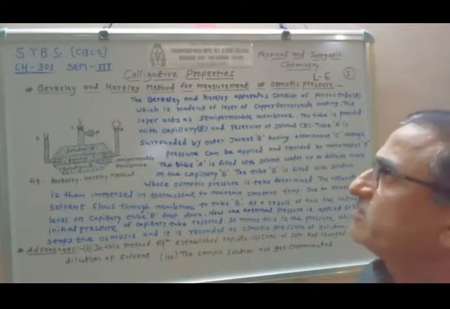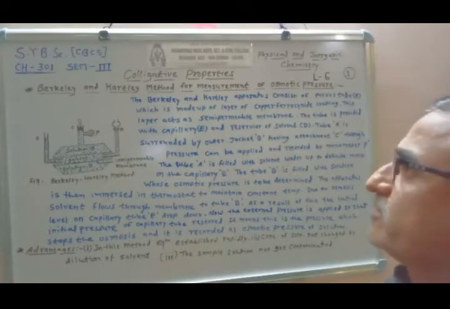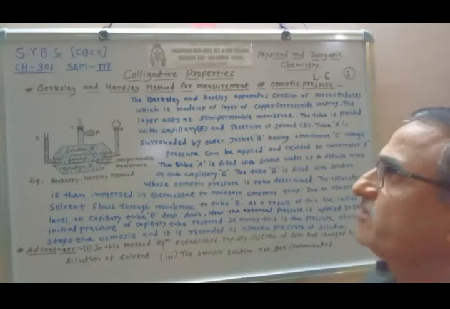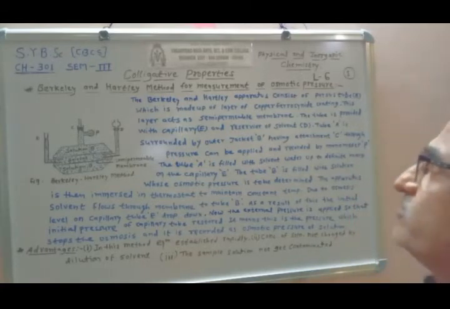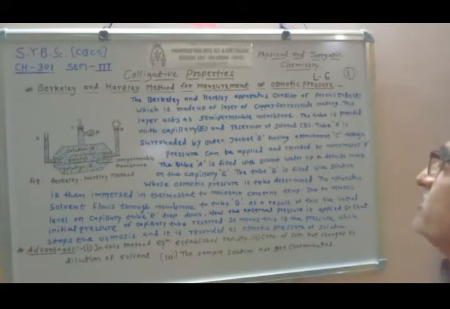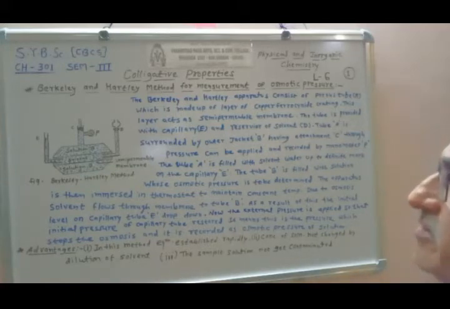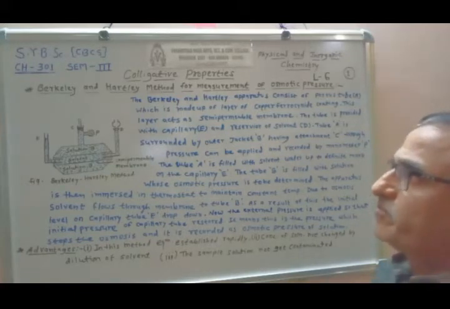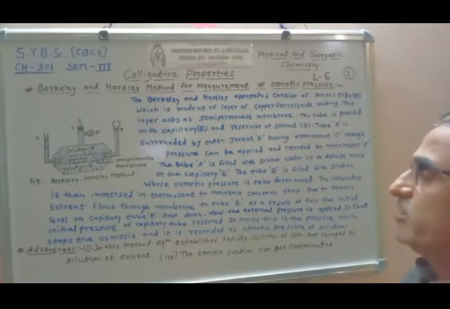We are studying colligative property for the second year students of BSc. The course number is CH301. The name of the course is Physical and Inorganic Chemistry. So this is the sixth lecture. In this, we have to study the Berkeley and Hartley method for the measurement of osmotic pressure.